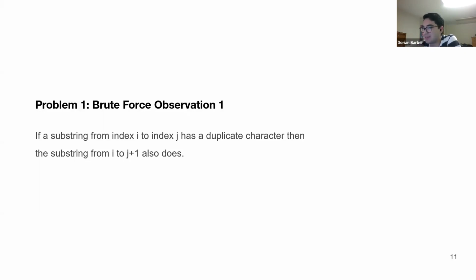And then the other side of the coin, we can make a pretty similar observation, which is that if a substring from index i to index j has a duplicate character, then the substring from index i+1 to j may not have a duplicate character, right? Basically what this is saying is that we could potentially remove the duplicate character if we shorten the substring, right? And with these two observations, we can actually start pushing towards a solution.